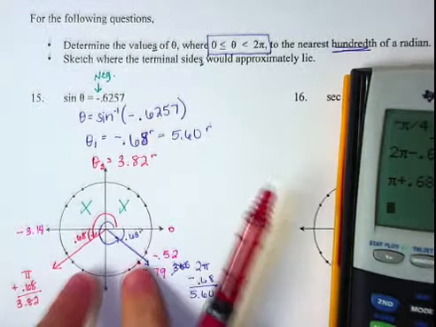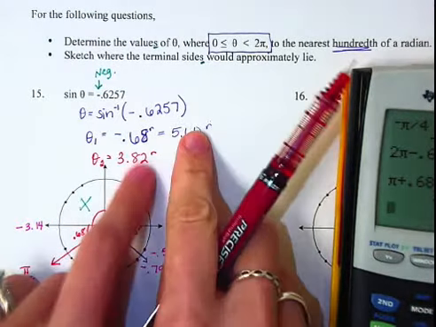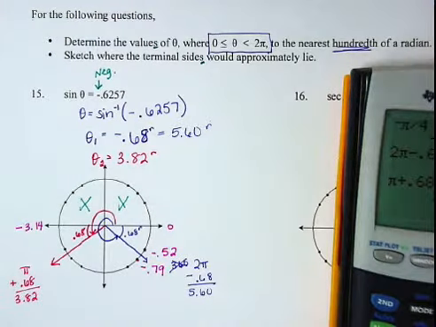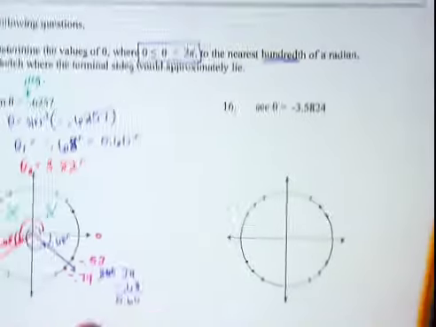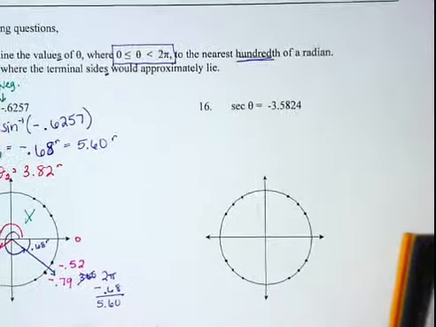So I have my two terminal sides. I have my two values of theta. That's what I'm looking for. Got them both. And both the values of theta are positive.